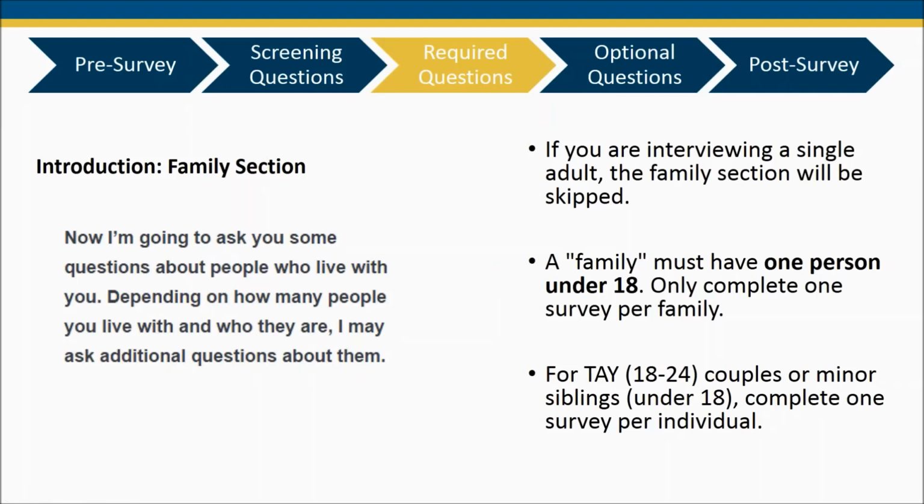Now we're going to go over to the family section. I will hand it over to Lauren Kinney. Some youth are living alone, while others are in a family. If you're interviewing a single adult, the family section will be skipped automatically. For the purposes of this survey, a family must have 1 person under 18. Only complete 1 survey per family. For TAY, or transition age youth, that are 18 to 24 years of age, that are couples or minor siblings that are under 18, complete 1 survey per individual.